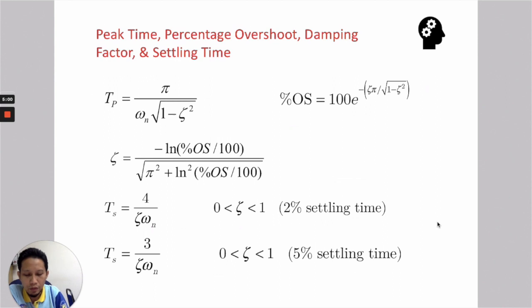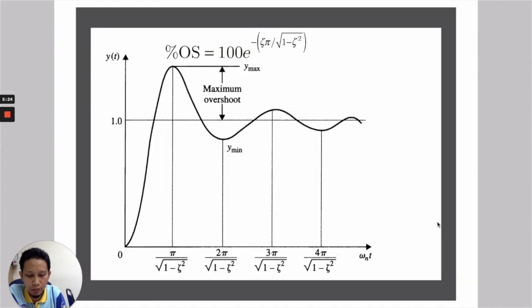Given the value of overshoot, you can calculate zeta, and if you are given the value of zeta, you can calculate the percentage overshoot, because these two formulas are functions of zeta and pi only. Again, this is the maximum overshoot, which is the peak minus the final steady state value, multiplied by 100, and you get the maximum percentage overshoot of the system.